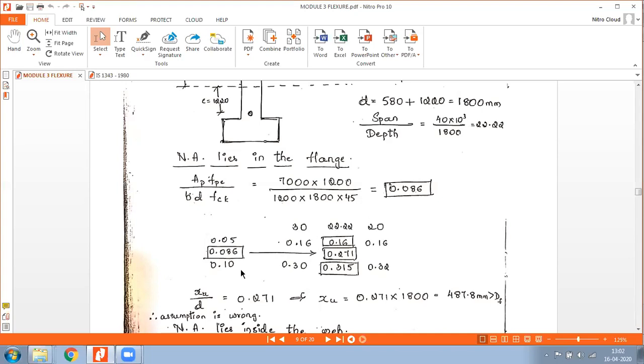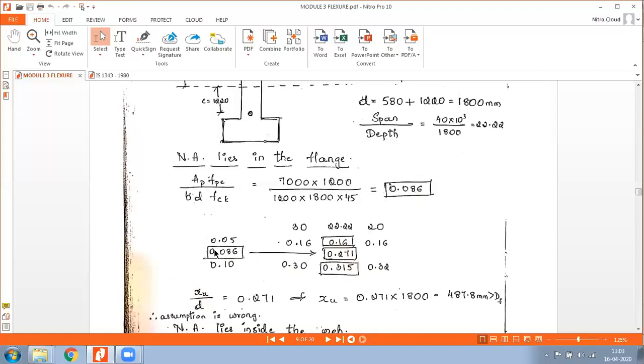In the same way, for the effective reinforcement ratio of 0.1, again we need to do the interpolation for the L by D ratio of 22.22 here. For L by D ratio 30, it is 0.3. For L by D ratio 20, it is 0.32. On linear interpolation, we get the value of 0.315 for the L by D ratio of 22.22. Now we got these two XU by D values for the L by D ratio of 22.22.